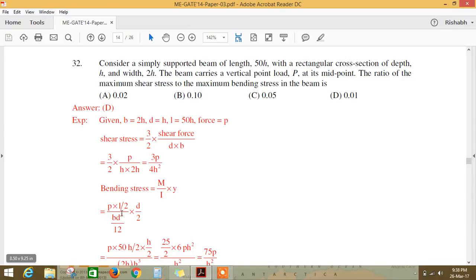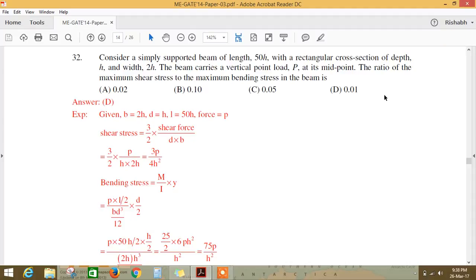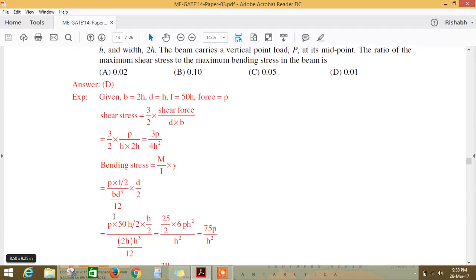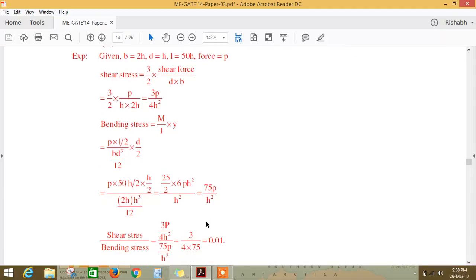Bending moment is P into L by 2, and since it is a simply supported beam, the bending moment will be at the mid of the length of the beam. So P into L by 2, where L is 50h. And the width is 2h and the depth is h. So substitute the values, you will easily get 75P by h square. Please don't do it in a hurry, do it in a very neat and clean way, so that there won't be any confusion.